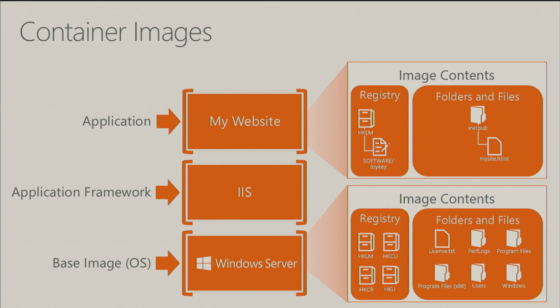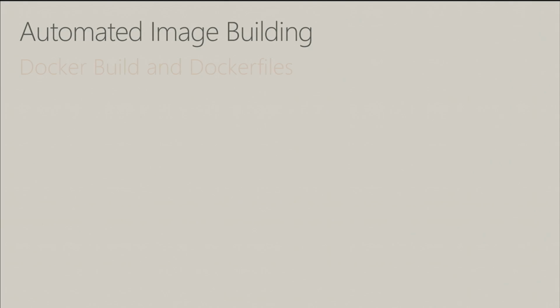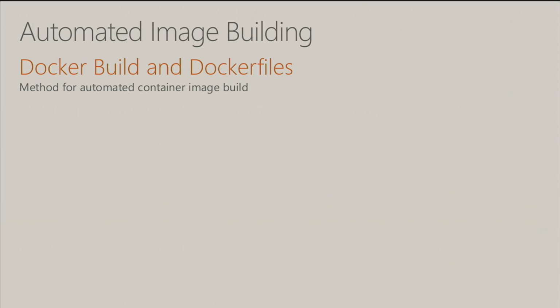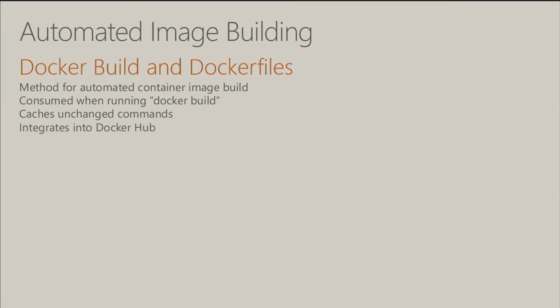They're just deltas. So how do we go about building an image? Well, the easiest way is to do it automated. And we do that through the Docker build syntax and a Dockerfile. A Dockerfile is a method for automating container builds. It's consumed by running docker build. It caches unchanged commands and integrates into the Docker Hub.